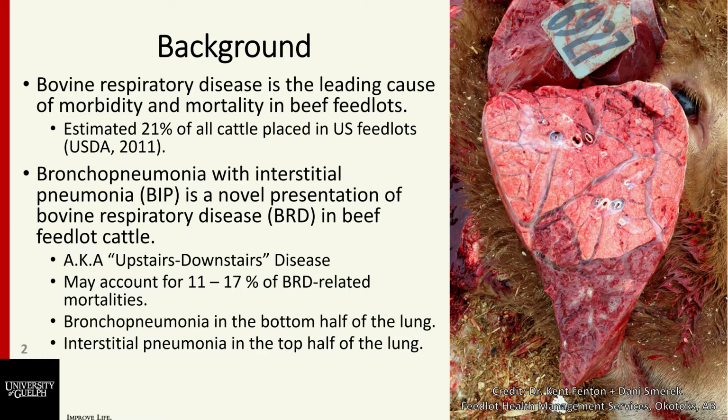Bronchopneumonia with interstitial pneumonia is a novel presentation of BRD that's yet to be fully characterized. It's also known as upstairs-downstairs disease due to the presence of bronchopneumonia in the bottom half of the lung and interstitial pneumonia in the top half of the lung. It is estimated that it may account for up to 11 to 17% of BRD-related mortalities according to our preliminary data.